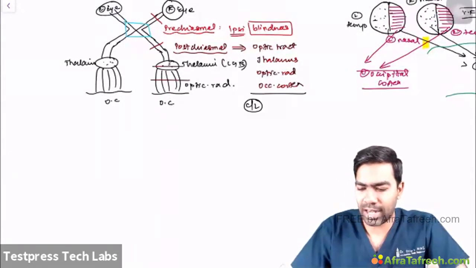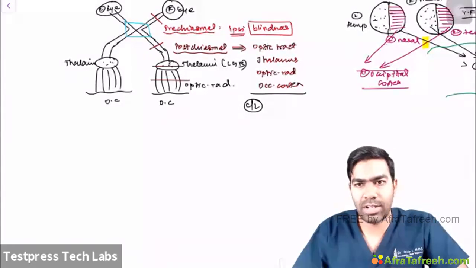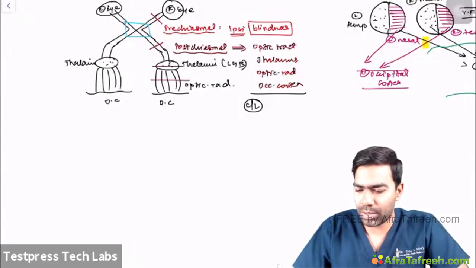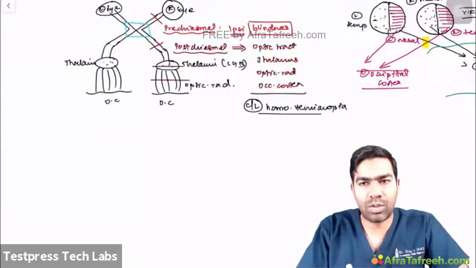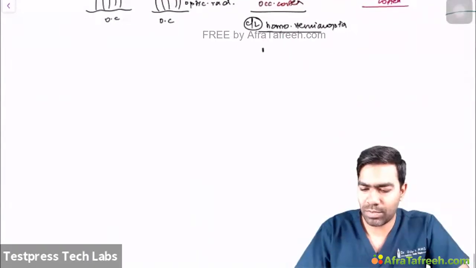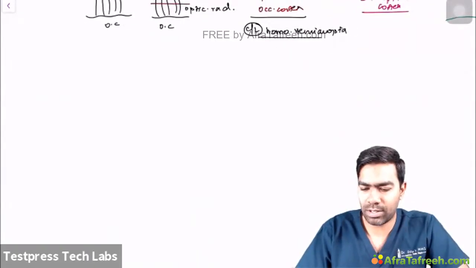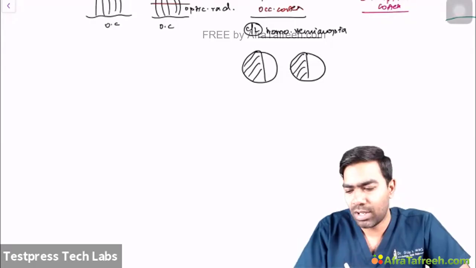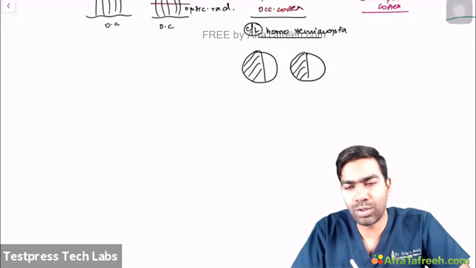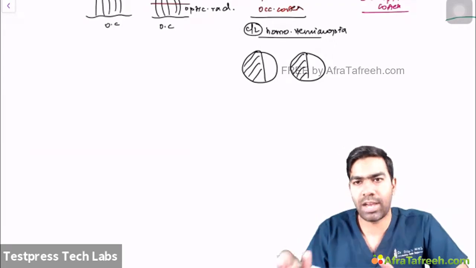For example, in this particular example, I'm putting a right-sided lesion, which means I'm going to have a left-sided homonymous hemianopia. Homonymous hemianopia, that is the idea. So what do we mean by homonymous hemianopia? It means you're losing vision only on one side. For example, if you have a visual field like this, you lose either the left-sided vision or the right-sided vision. This is the typical example of losing the left-sided vision, which means you have lost everything on the left side.